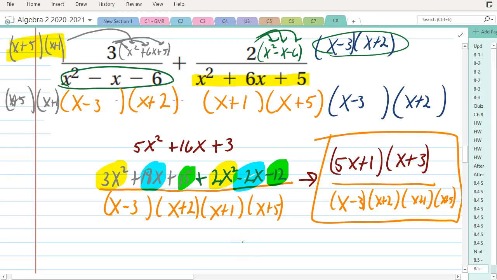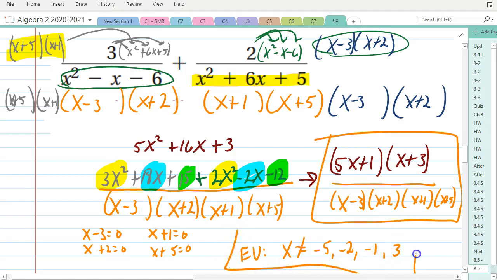Now there's one more thing they wanted. They needed you to find the excluded values. So your excluded values are going to be anything that sets the bottom equal to 0. So I have x minus 3 equals 0, x plus 2 equals 0, x plus 1 equals 0, x plus 5 equals 0. And then after you do all that work, you figure out that x cannot equal negative 5, negative 2, negative 1, or 3. Notice I did put this in order from smallest to largest. Make sure you're reading the directions to see if that's how they want it or not.